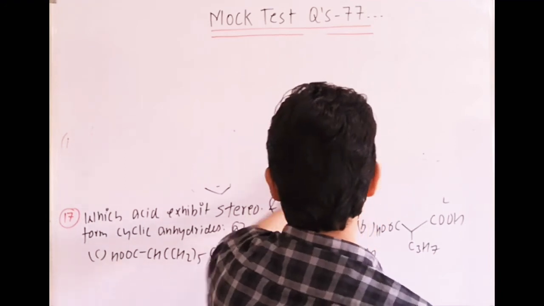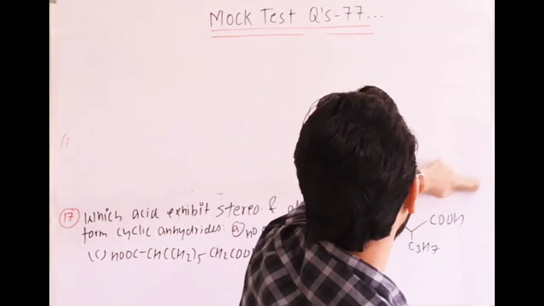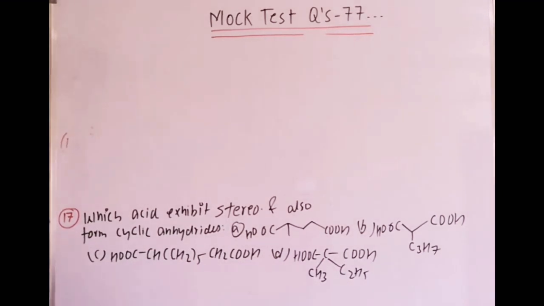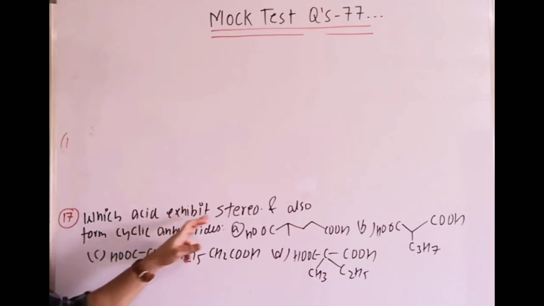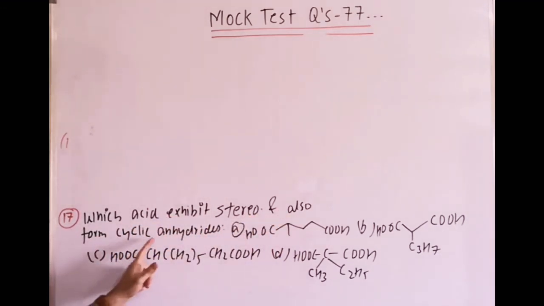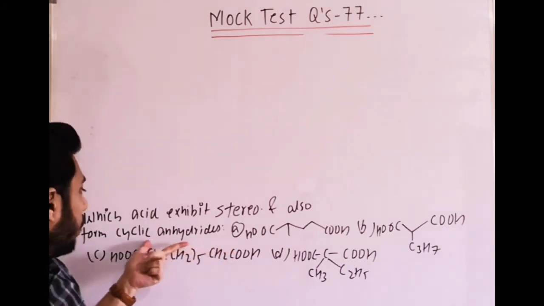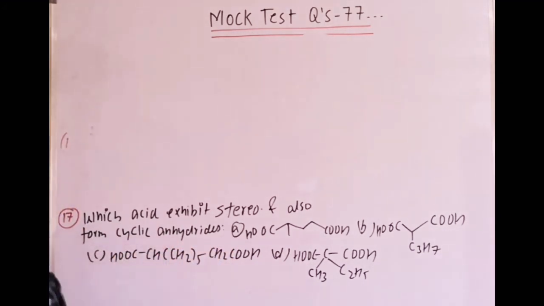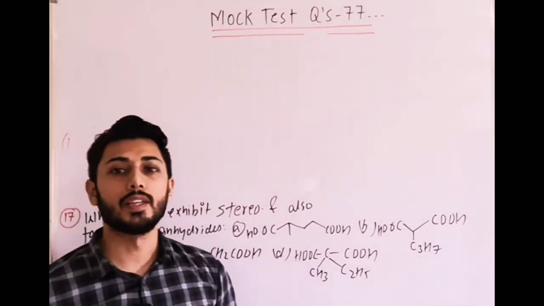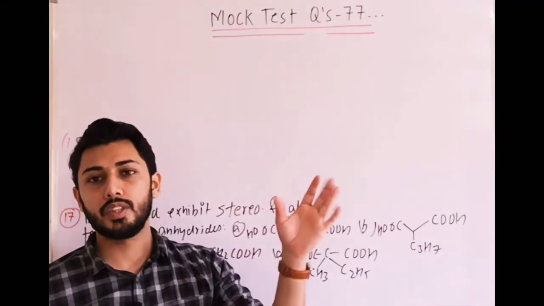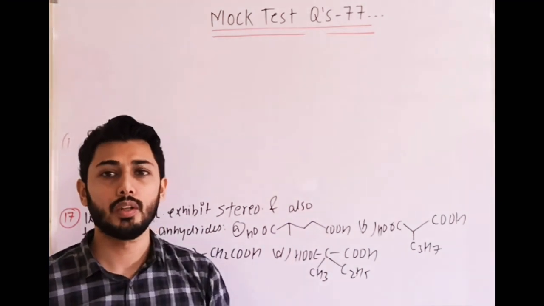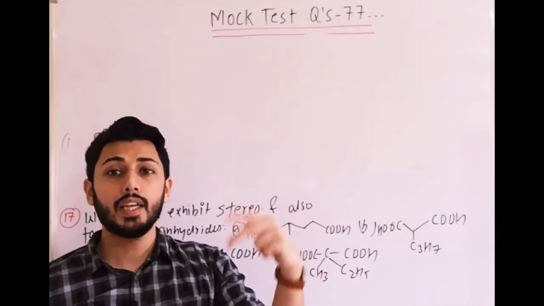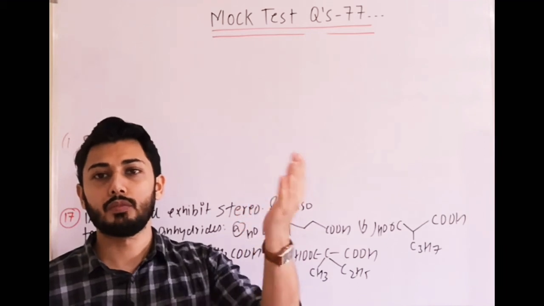Next question, you can try the question one by one. Pause this video, I'll say what the question is. Which acid among these four options exhibits stereoisomerism and also forms cyclic anhydrides? To get the answer for cyclic anhydrides, you should remember the rule we have done in carboxylic acids. You can see the videos also, the notes are also written. Even in some mock tests I have told about this rule. In dicarboxylic acids with 0 and 1, there is removal of H2O.